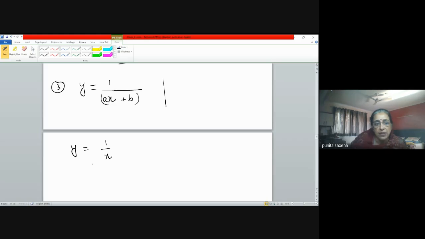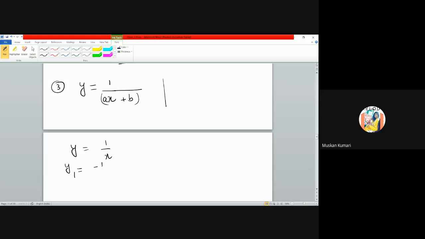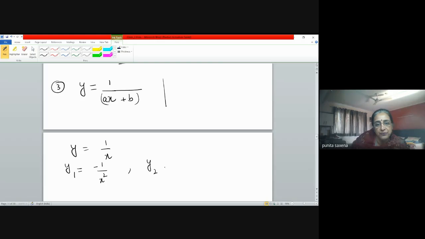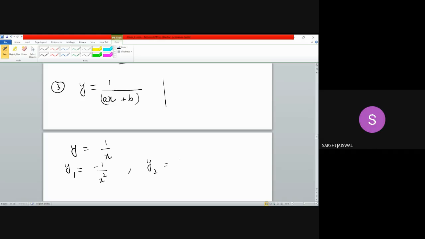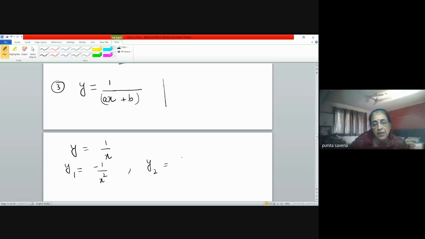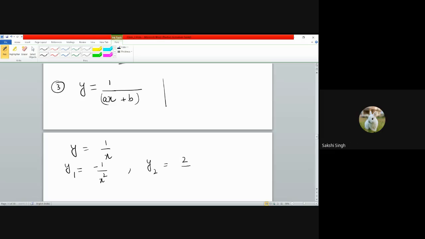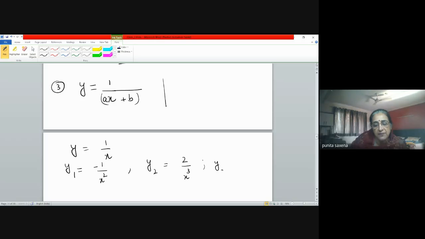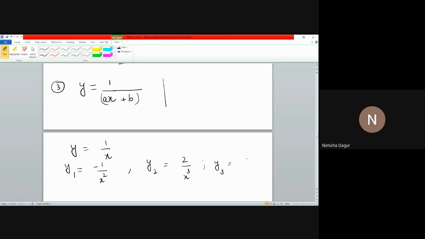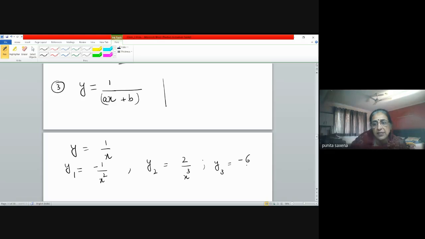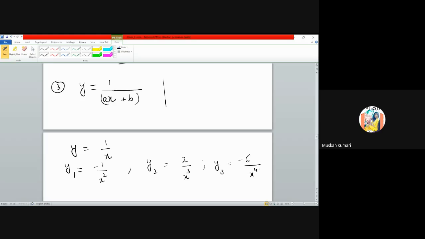If y is 1/x, what is y1? -1 by x square. What is y2? 2 by x cube. Plus or minus? Plus, ma'am. What is y3? -6 upon x to the power 4.